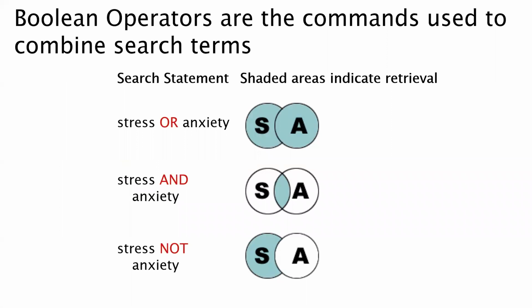Boolean operators are the commands that you can use to combine your search terms. The three that are available in PubMed and most databases are OR, AND, and NOT. And you can see that by combining two terms with OR, you're expanding your search to include all articles that include the word stress or the word anxiety. By combining our terms with AND, you'll get a smaller subset of articles where only the ones that have both terms occurring will be returned. And then the same for NOT. Any article with stress, but not any articles with the word anxiety, will be returned.